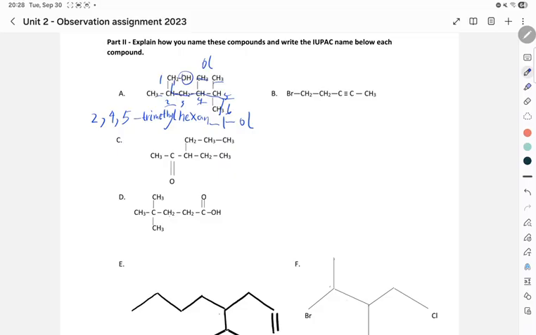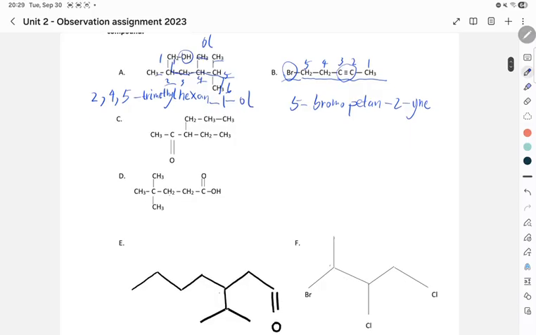For B, first of all, let's identify the parent chain. The parent chain should be this line here, and we notice this functional group has a triple bond, so we need to write the ending as YNE. And the bromine here is the branch, so we need to number it first, 4, 5. Write it like that, 5-bromo. The parent name is pentane. Replace the E with YNE because the triple bond is in the second position.